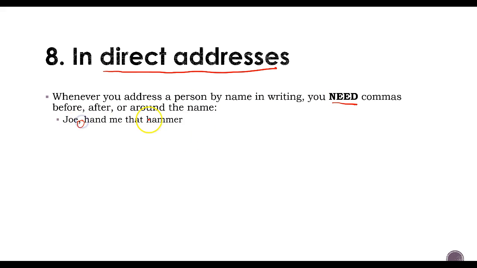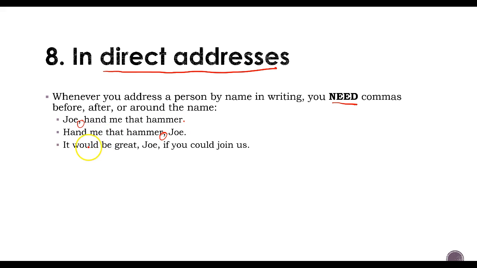Joe, hand me that hammer. Since we're addressing Joe directly, we put a comma after it. Hand me that hammer, Joe. So here again, we put the comma before Joe since we're addressing him directly. It would be great, Joe, if you could join us. In this case, we have commas around Joe because we're addressing him in the middle of the sentence.